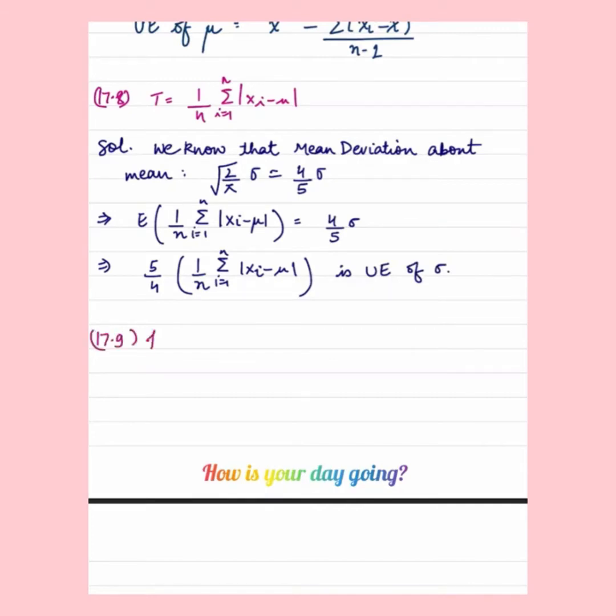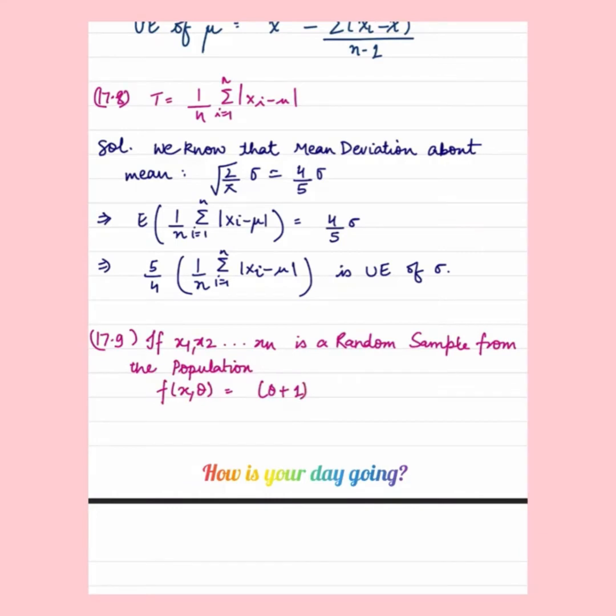Now, we will start with question 17.9. We have been given a population (theta plus 1) x to the power theta. X takes value from 0 to 1 and theta is greater than minus 1. We have to show that T equals minus of (n minus 1) upon summation of log xi, minus 1, is an unbiased estimator of theta.